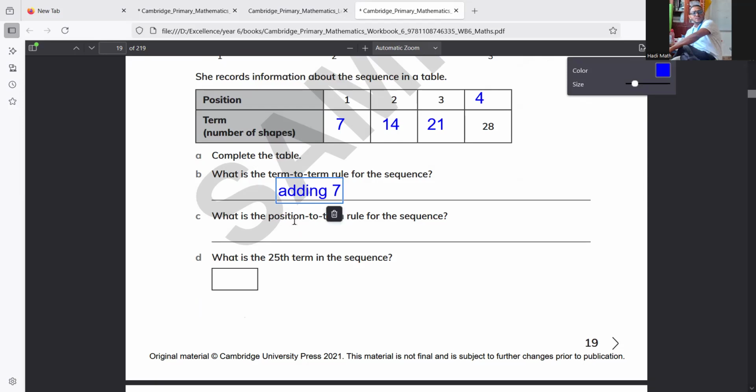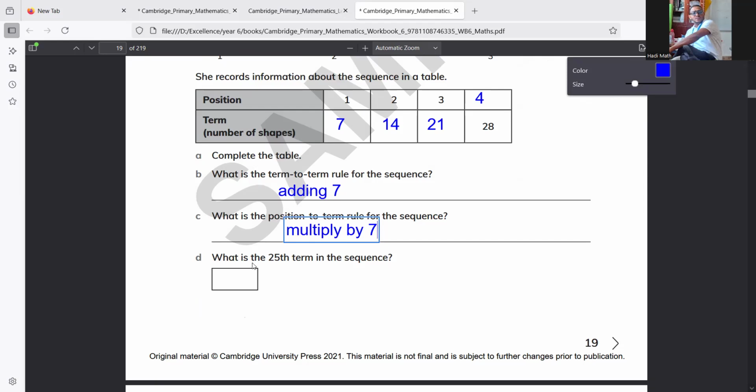Then what is a position-to-term rule? Position-to-term is a relation between the position and the term. Like 1, which we call the first position, is 7. The relation between 1 and 7, the relation between 2 and 14, the relation between 3 and 21, the relation between 4 and 28. If you see, the position-to-term rule is always going to be multiplying. Like multiply by 7. Every time we multiply by 7.